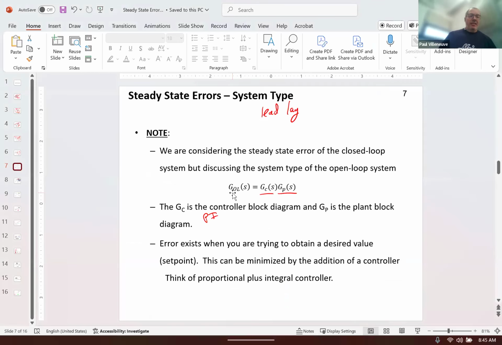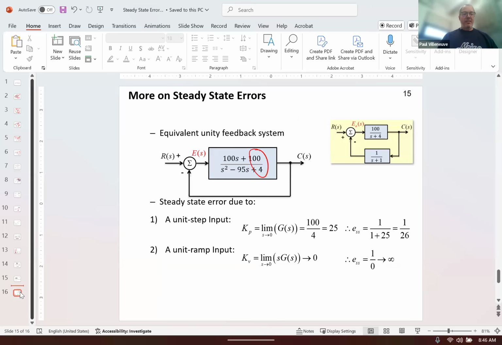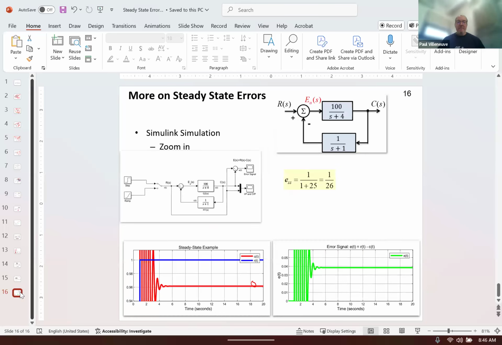Okay. Questions on steady state errors? Because that finishes that topic.